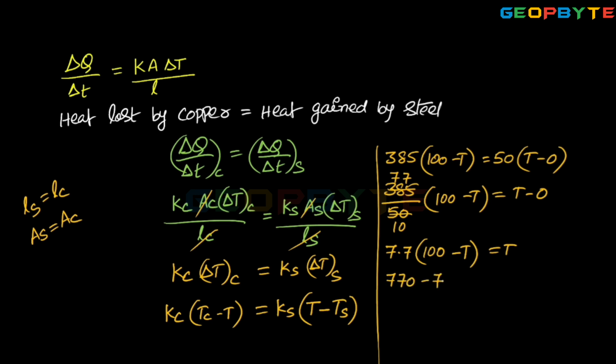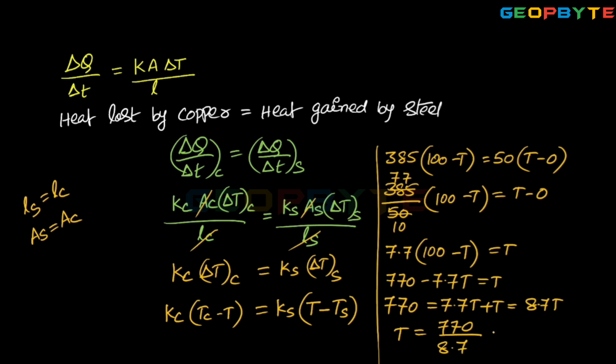770 minus 7.7T equal to T. 770 equal to 7.7T plus T, which is equal to 8.7T. Therefore, T equal to 770 divided by 8.7.